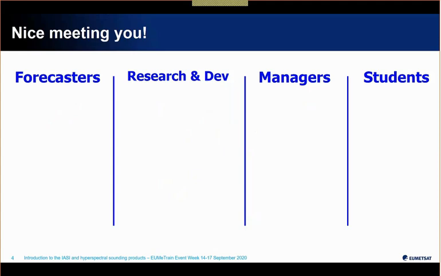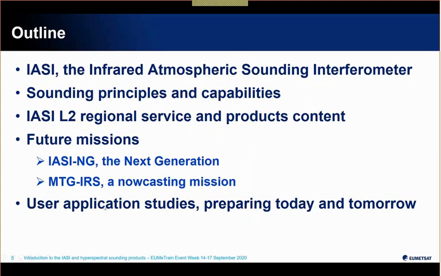So the outline of the talk will be a brief introduction of the EASI instrument. EASI stands for Infrared Atmospheric Sounding Interferometer. I will explain briefly the principles, how the instrument measures, and the viewing geometries. Then we will introduce the atmospheric sounding principles with such instruments, and the capabilities of the profiles that we are retrieving.